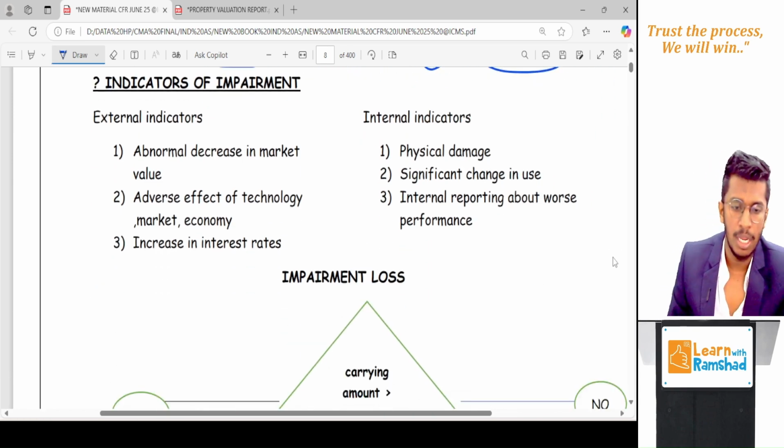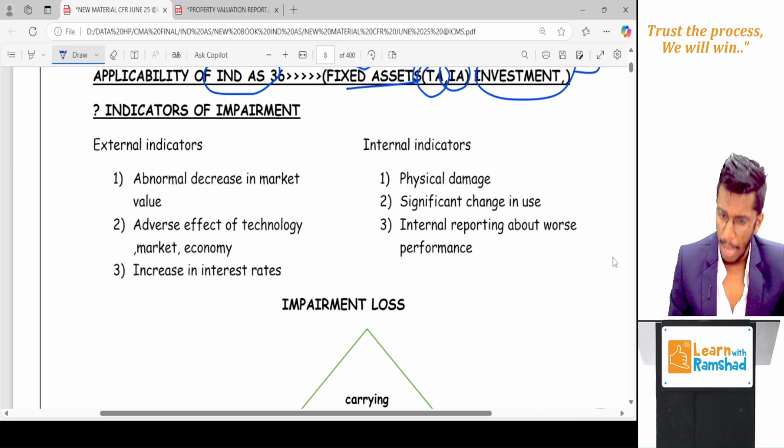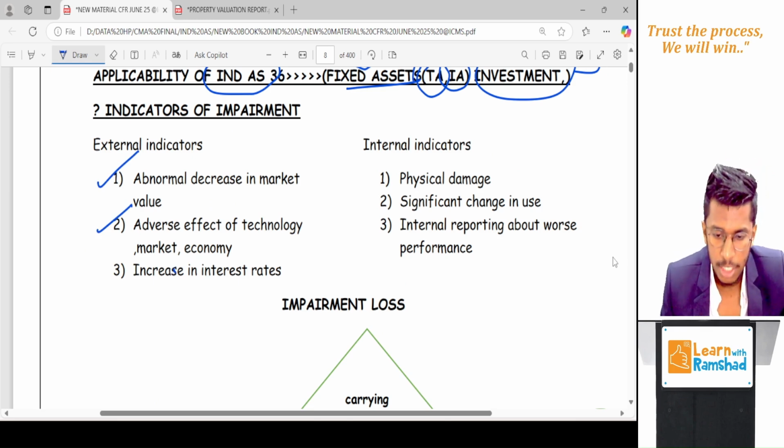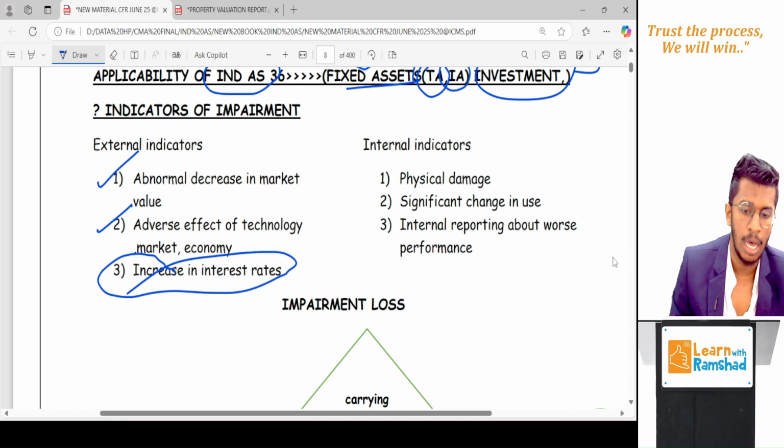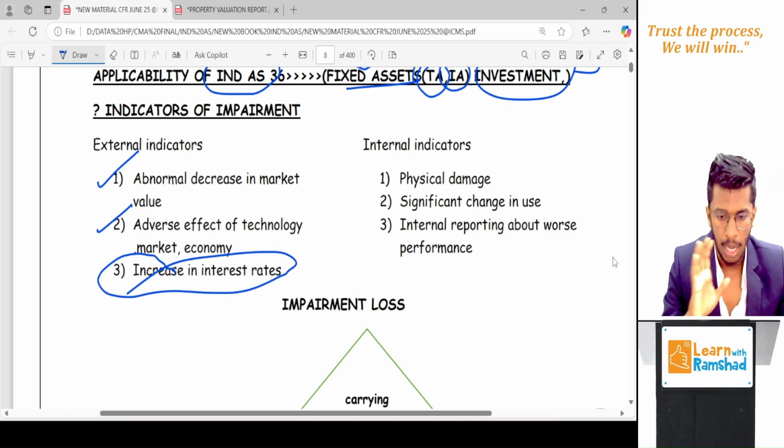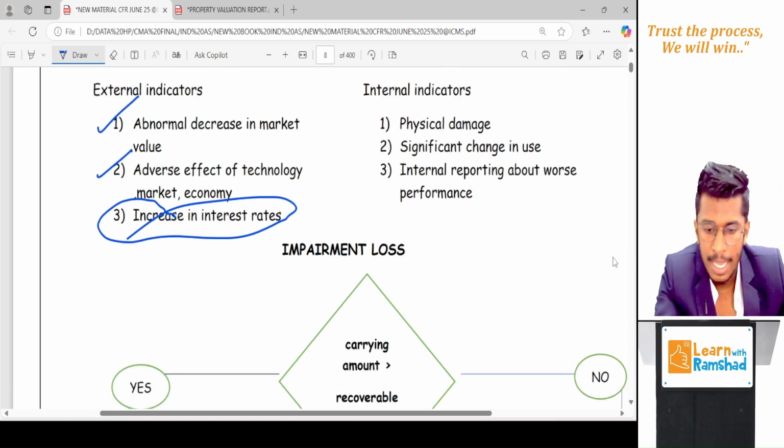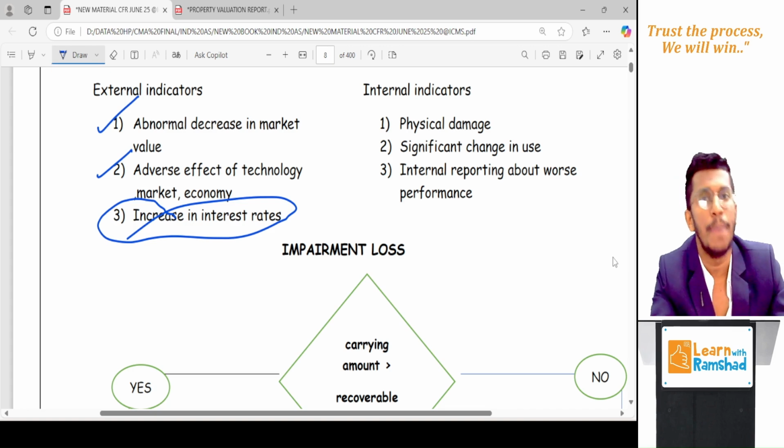Ready? Now we list out indicators of impairment. External indicators: abnormal decrease in market value, adverse effect of market economy, but this was a pending item. Now we can discuss that. Now we can discuss increase in interest rate. Whenever there is an increase in interest rate, there is a high chance for impairment loss.